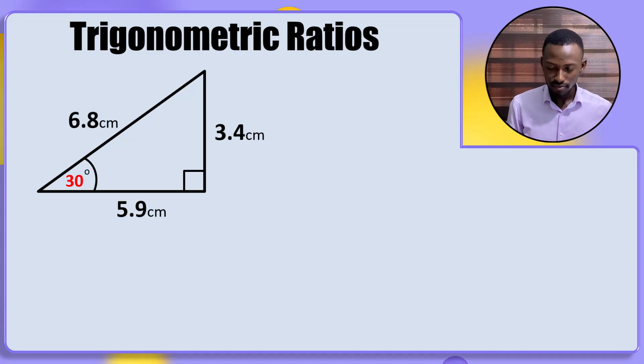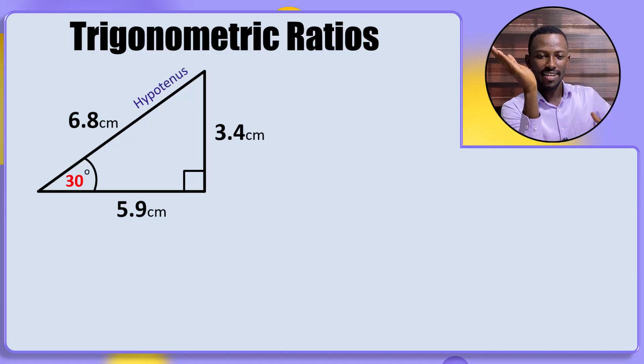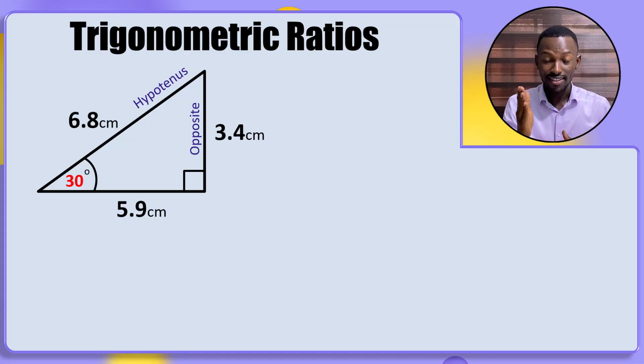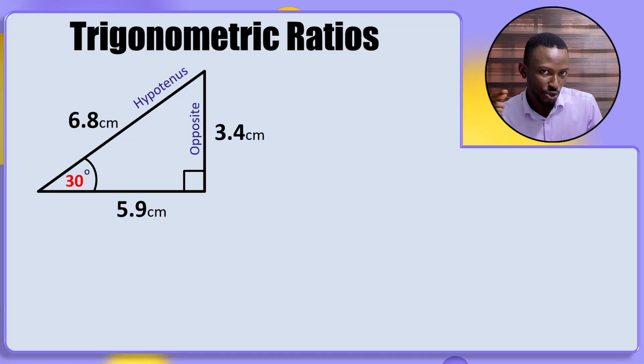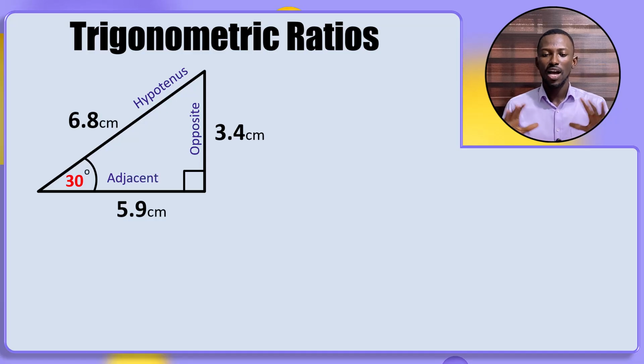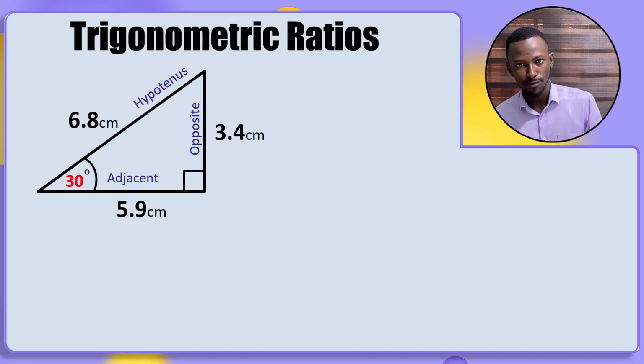That's all. Good. Now, let's label this part. The slanted side is called the hypotenuse. Then the vertical side is known as what? The opposite. Why? Because it is opposite the 30 degrees. Good. It's opposite the angle we are considering. Then the base side is known as the adjacent. So now we've seen all the parts labeled.